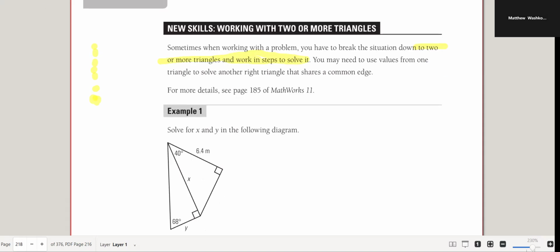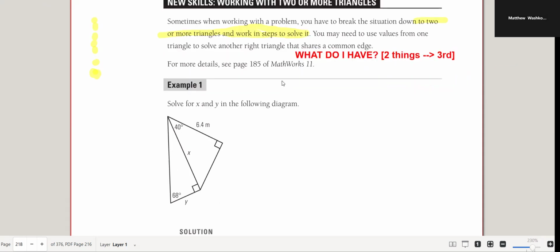So usually what you want to start thinking about here is, what do I have? Specifically, I want two things, right? I need to have two things to find a third. That's how this entire course works. I need two things to find my third thing. It's that simple.